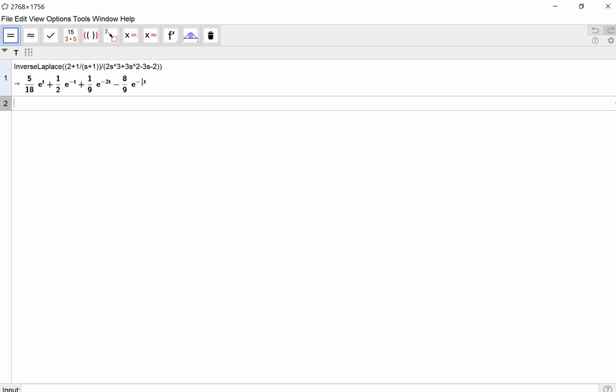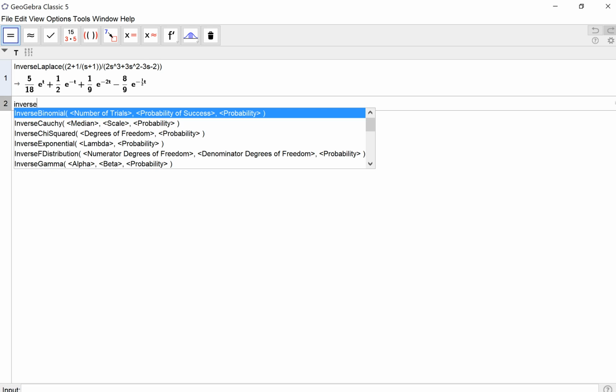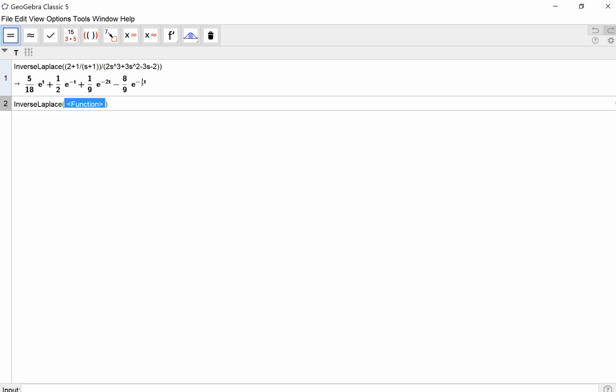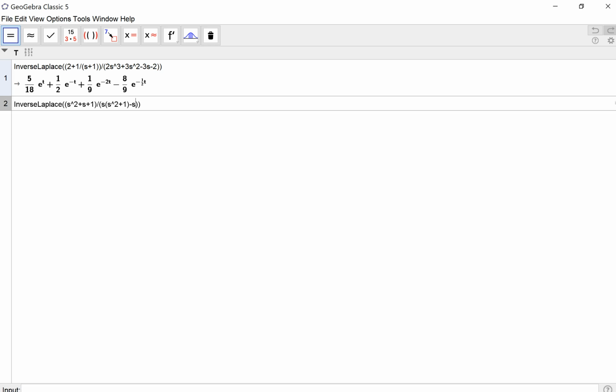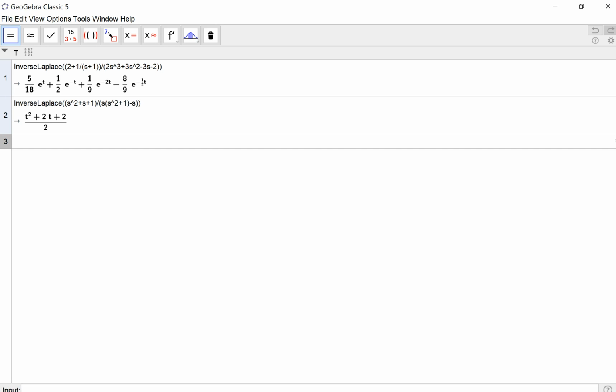So let's go over here. We want to do inverse Laplace of the top, which was s squared plus s plus 1, and the denominator was s times s squared plus 1, and then minus s. Let me just double check and make sure that was really what I had. S squared plus s plus 1, s times s squared plus 1 minus s. That was what I said. Is that what I typed? That is what I typed. There's our inverse Laplace transform, which is good.